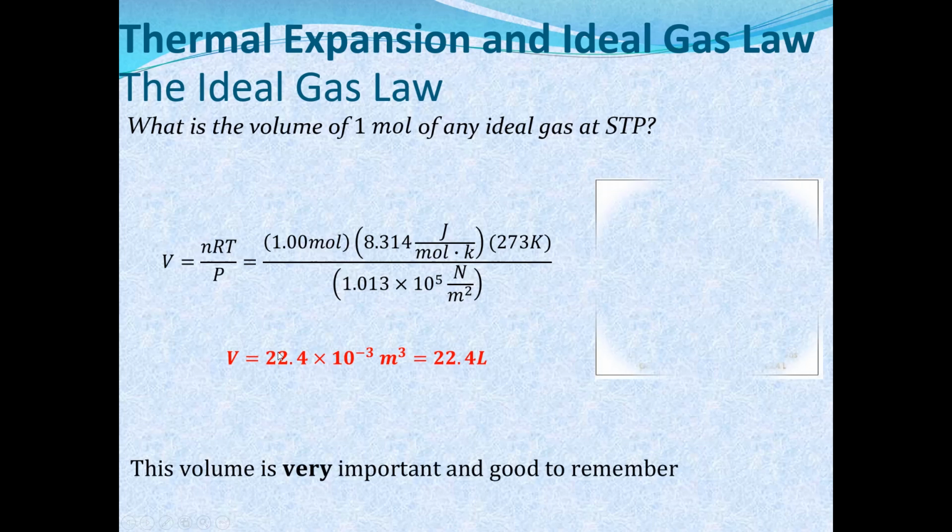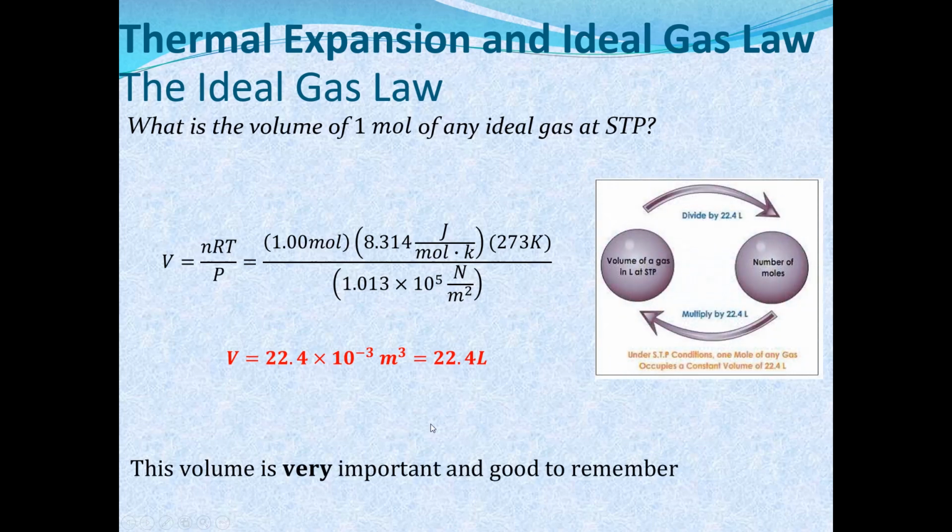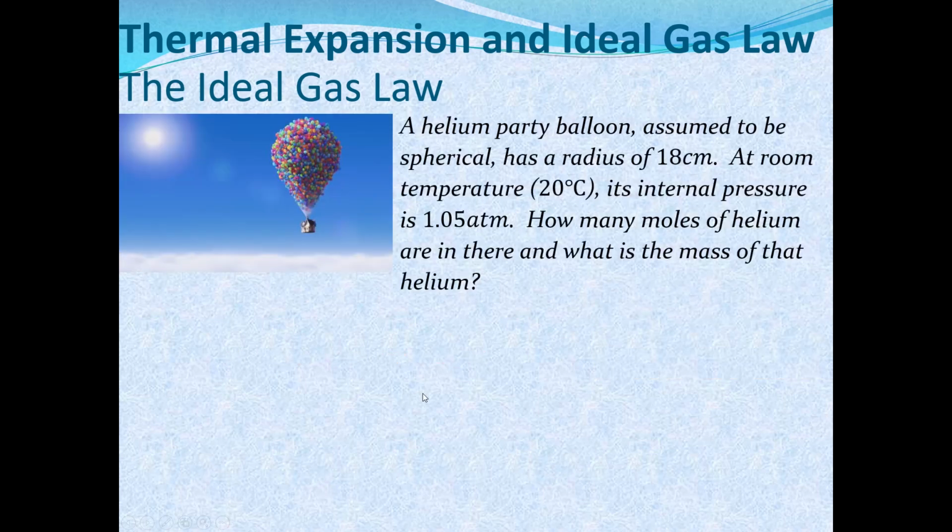This ends up being an extremely important volume, and it is true for any ideal gas. If you have a gas at STP, 1 mole will always be 22.4 liters. This makes it nice because when you're dealing with stuff at STP, you can find the number of moles by taking the volume and dividing it by 22.4, or if you know how many moles you have, multiplying it by 22.4 to figure out how much volume it will cover at STP. We normally deal with stuff at STP, 0 degrees Celsius and atmospheric pressure, so definitely something you want to memorize.